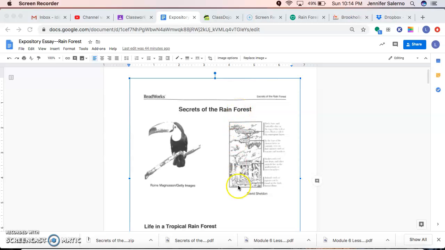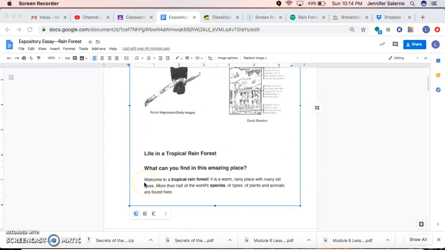And I just want to make clear that this visual here is just giving you a visual on the different parts of the rainforest. It is not important to your essay. That is why it's hard to see. And I don't want you to stress that you need anything from here for your essay because you don't, okay?